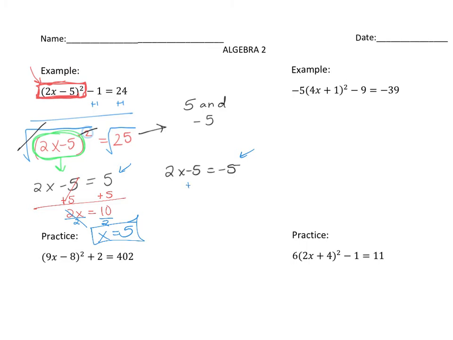So on this side, I'm going to add 5 to both sides. That's my first step to get x by itself. Those will cancel, and I'm left with 2x equals 0. Now, in order to get x by itself, I need to divide by 2. And any number that's divided by 0 is 0. So those are my 2 answers for this problem.